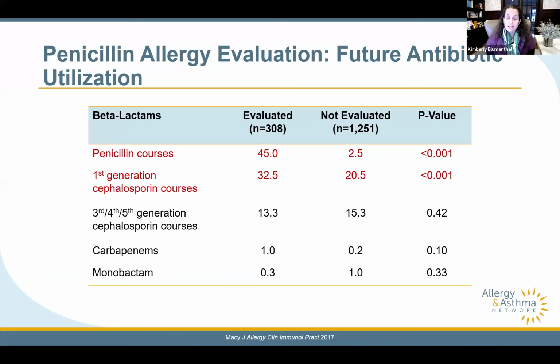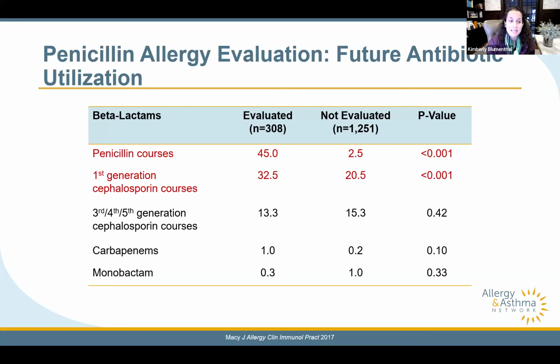And so we know as allergists that not all of these labels are true, and we also know that they have adverse consequences. And then finally, we learned in 2017 in this study that when we test patients for penicillin allergy and follow their antibiotic use afterwards, their antibiotic use changes. So we can, as allergists and in the allergy community, advocate for penicillin allergy assessment to quite literally change the antibiotic choice. This was looking at 308 evaluated patients in the Kaiser Permanente health system versus 1,251 not evaluated. This was a matched cohort study. It looked at the patients who had the allergist evaluation and then matched patients who didn't, and looked at their antibiotic use and follow-up.